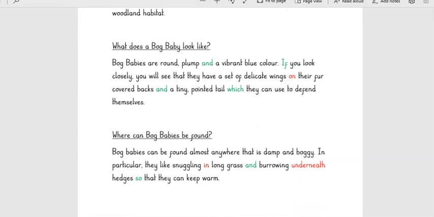And the final subheading I've written today is, where can bog babies be found? So again, new paragraph, I've got my subheading underlined. Bog babies can be found almost anywhere that is damp and boggy. In particular, they like snuggling in long grass and burrowing underneath hedges so that they can keep warm. So there we go, that's an example of session 1's writing. It does seem like quite a lot of writing, doesn't it? So obviously you may want to spread this across 2 days possibly.